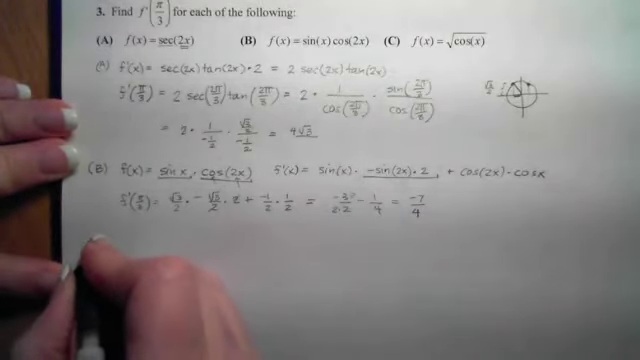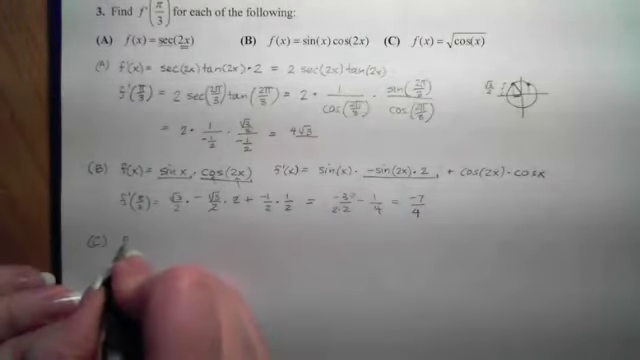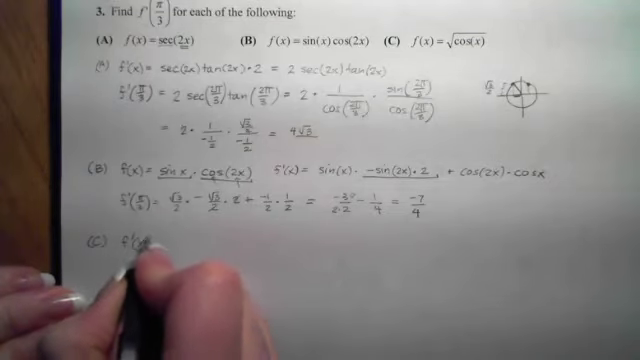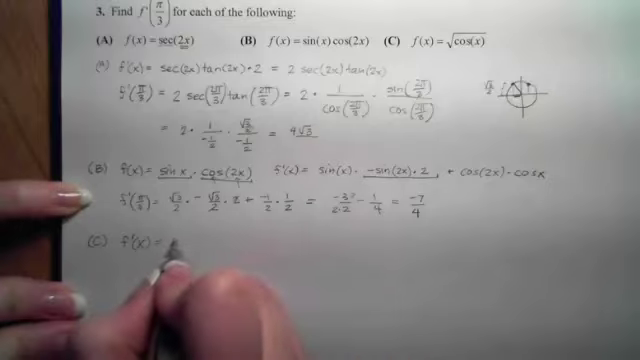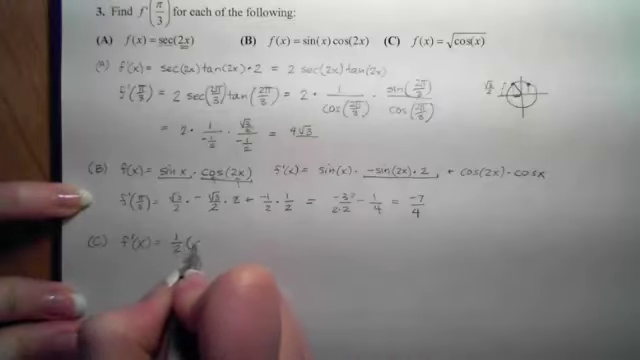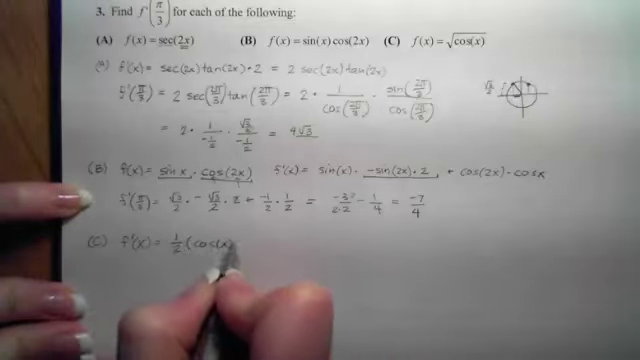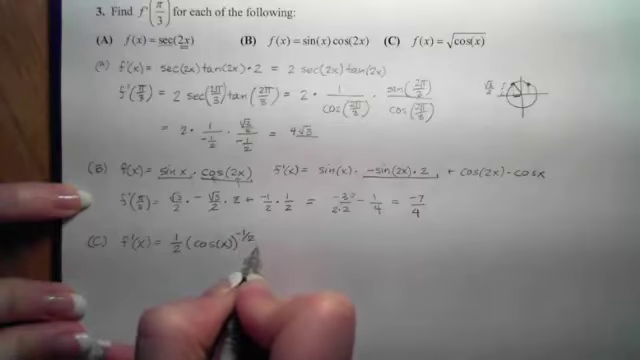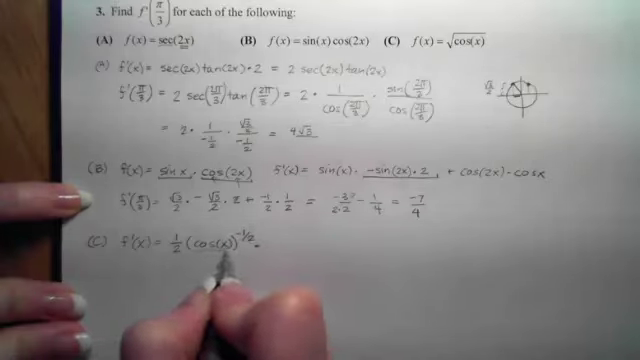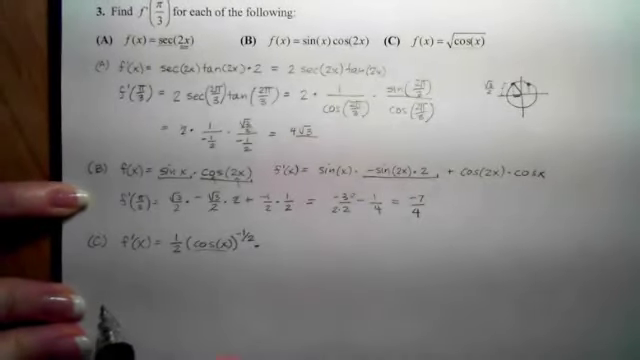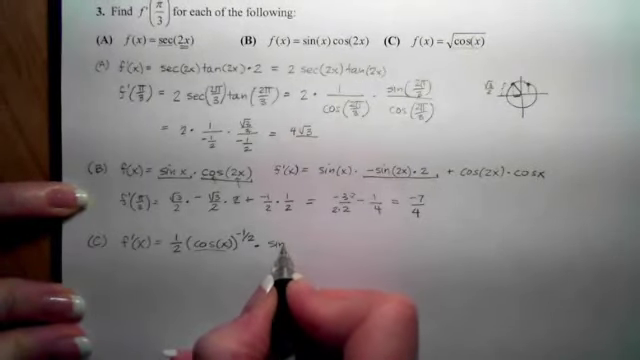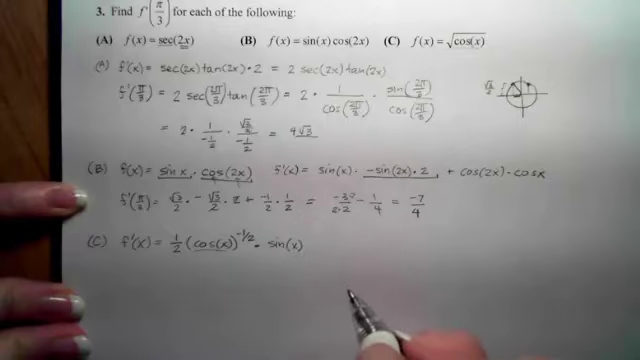Last one, C. I want to take the derivative first. The first rule I see is the root or the radical, so that's a power rule. It'll be 1/2 times the inside unchanged raised to the negative 1/2 times the derivative of the inside, which in this case will be cosine. So derivative of cosine is sine of x.